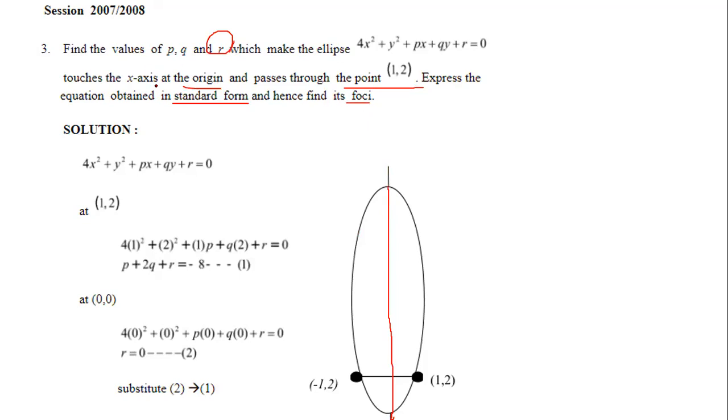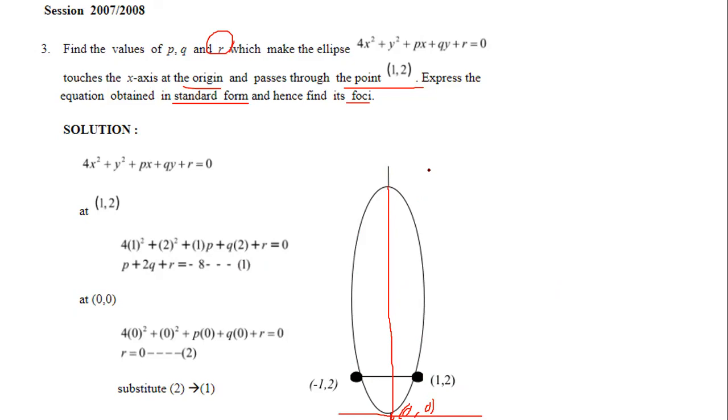The graph touches the x-axis, so it can't be a horizontal ellipse. It must be a vertical ellipse. Below here I didn't have space. Here is 0, 0. So we know that it passes through 1, 2, right?